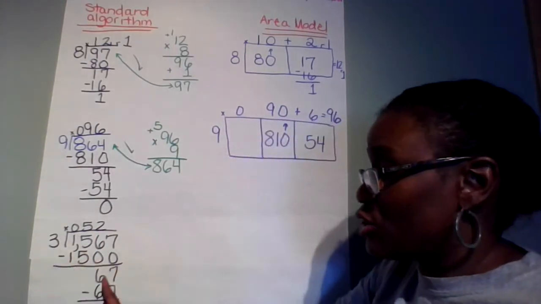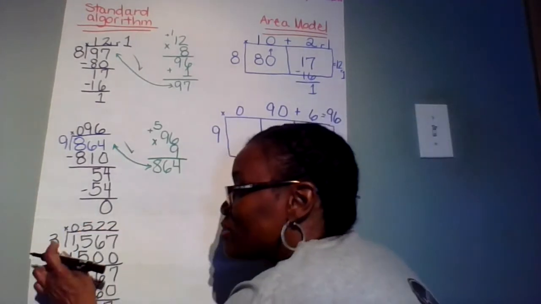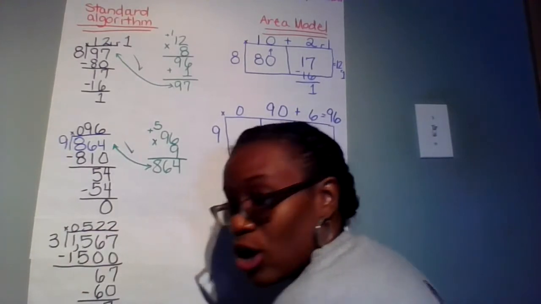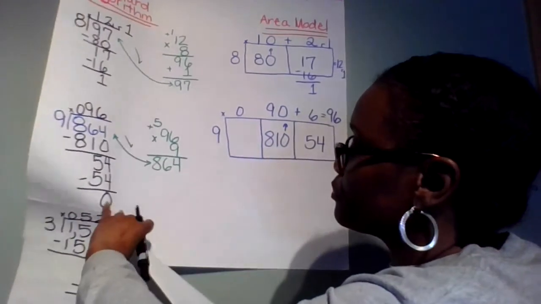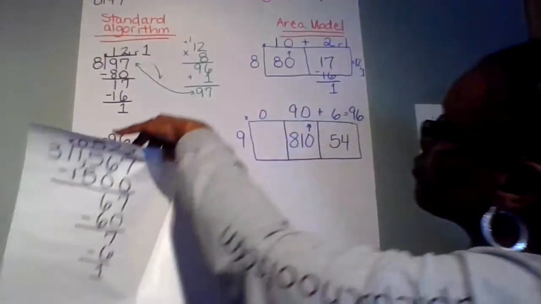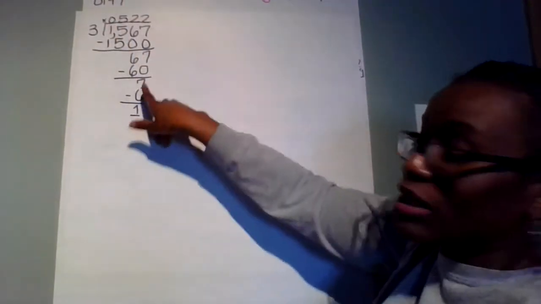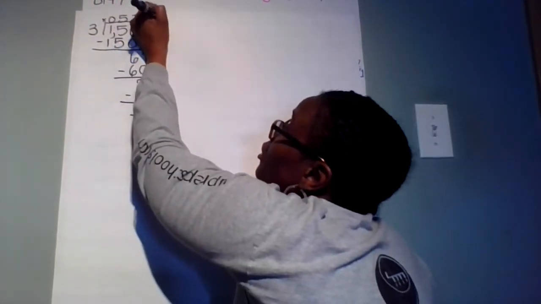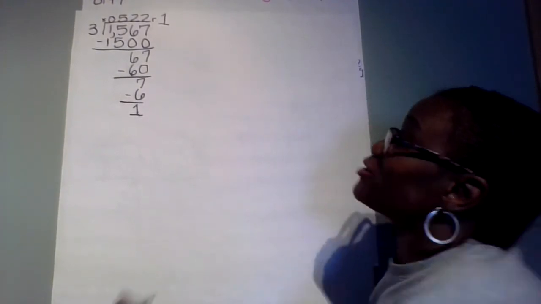How many times can 3 go into 7? That's right, scholars, you're so smart. 2 times, 3 times 2 is 6, and when we subtract, we will be left with a remainder of 1. Don't forget your remainder. Now, scholars, we're going to do our check.